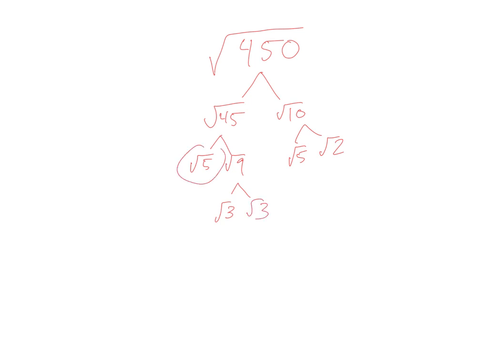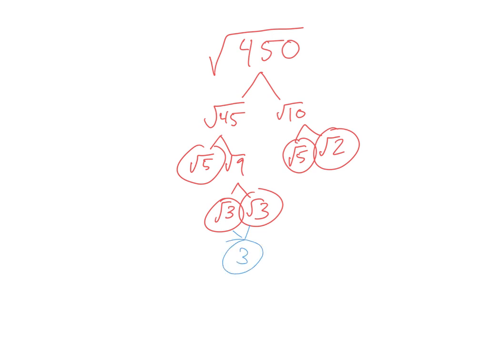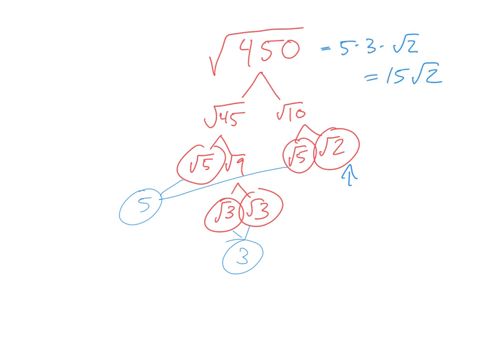And once I get to all primes, I would say, well, look at that. I've got 2 square roots of 3. So those would simplify, the square root of 3 times the square root of 3 simplifies to just the number 3. I have 2 square roots of 5. The square root of 5 times the square root of 5 is 5. 2 is left alone, so this would be 5 times 3 times the square root of 2, which is 15 square root of 2.